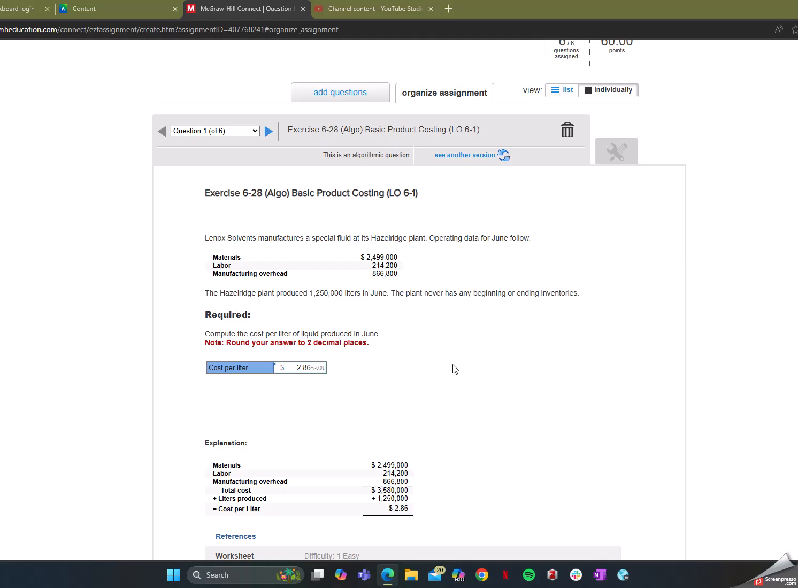And they did not have beginning or ending inventory. So compute the cost per liter of liquid. So you would want to take all three of your costs and add those together. So I guess they've done that down here below for us. So your materials plus your labor plus your overhead, that gives us 3,580,000, and then divide it by your total liters produced. So that will give us our cost per liter.